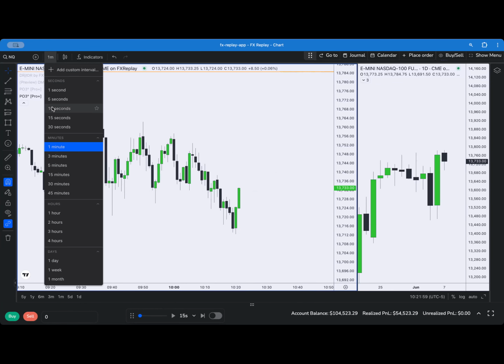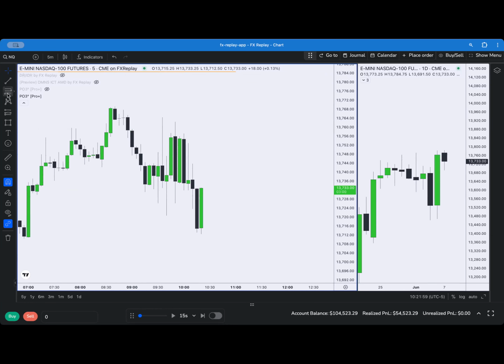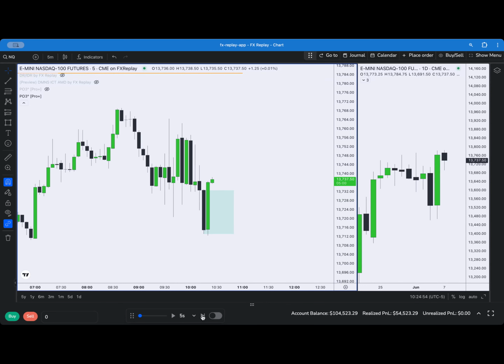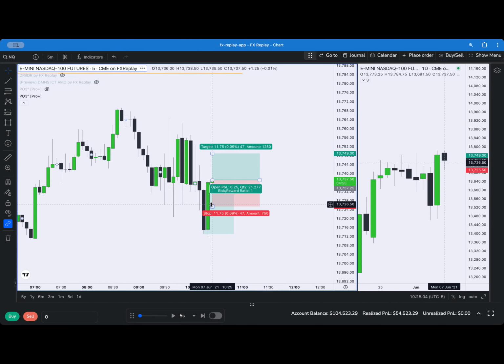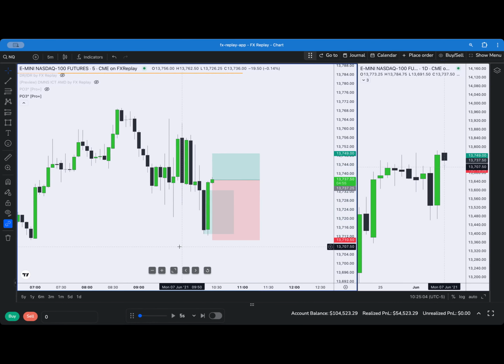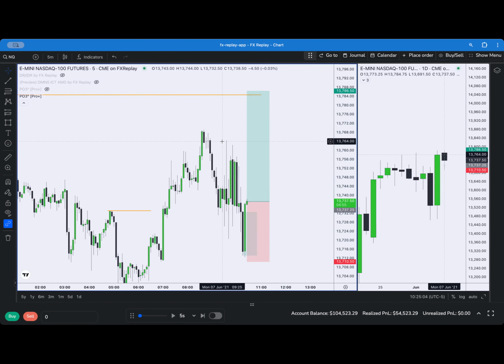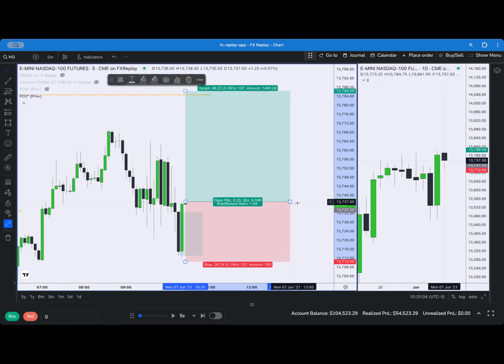And I do like the fact that, okay, I'm going to give this one last attempt. And I want to see if we get a close back above that high. Okay, sweet. So I'm going to go ahead and long this. And then my stop is going to be at this low. We're going to aim towards that high. What do you guys think?